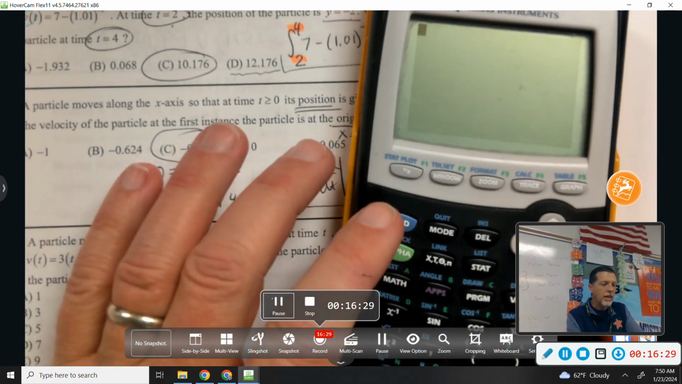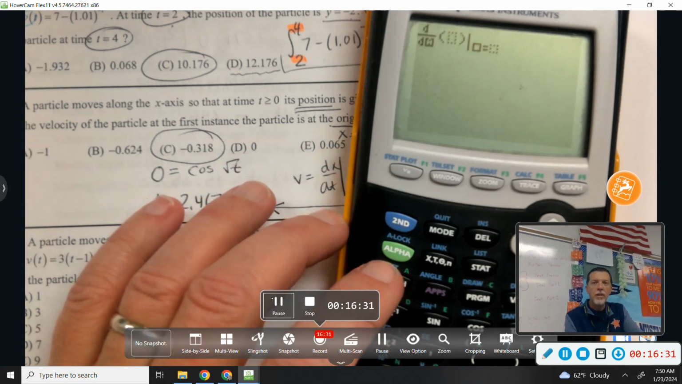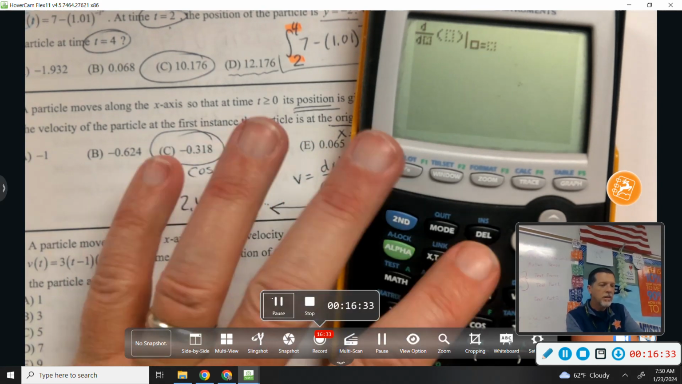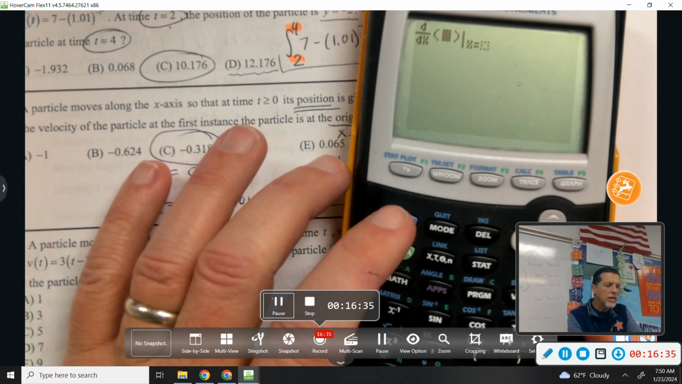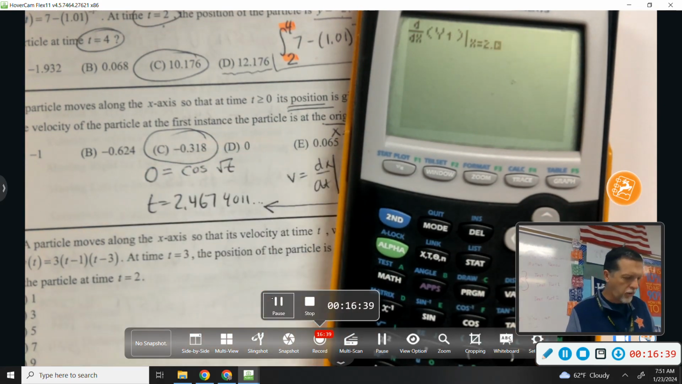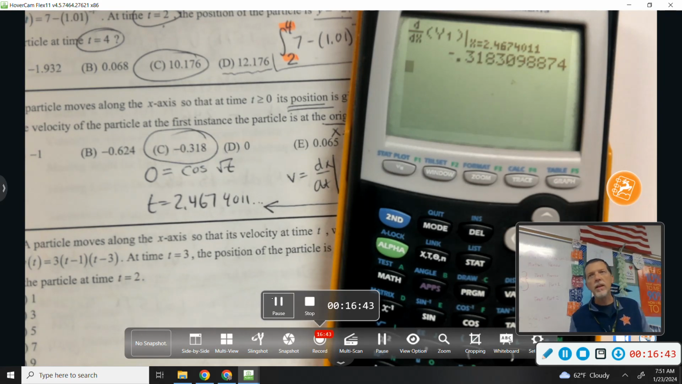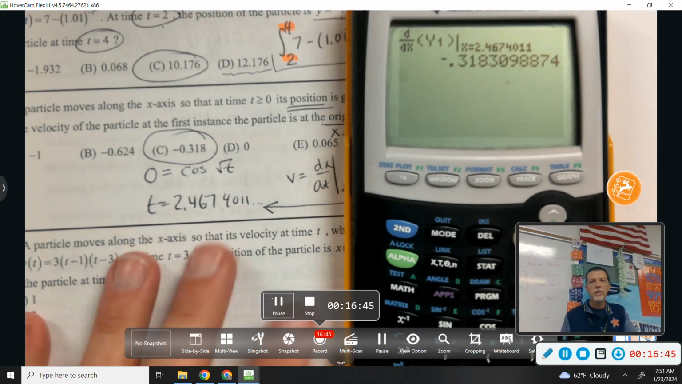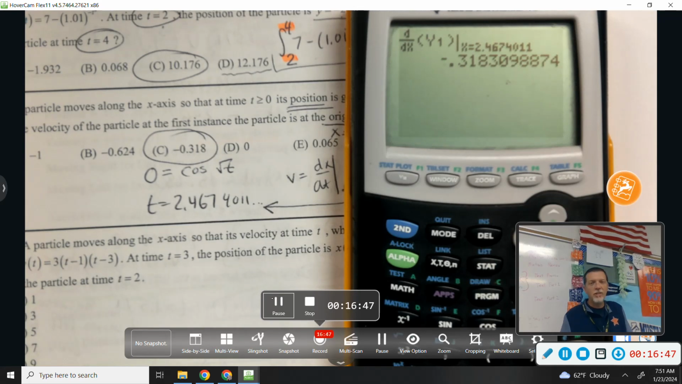Again, you didn't have to do it that way. You could go Math 8 out here and take the derivative of y1 at 2.4674011 and get the same thing. So some people always do it on the graph, other people will never do it on the graph. Either one is fine.